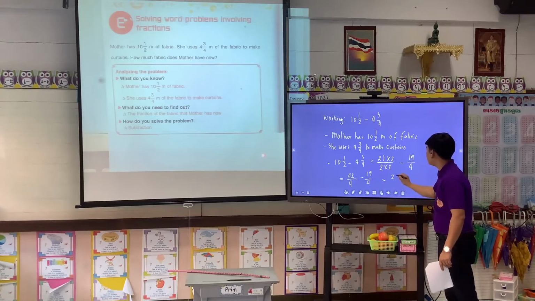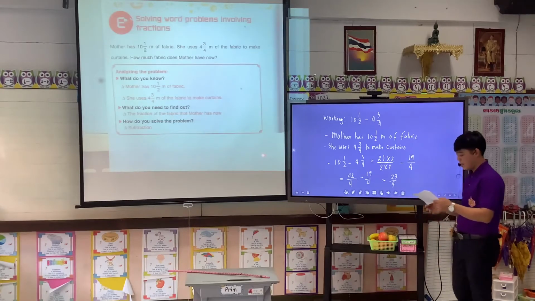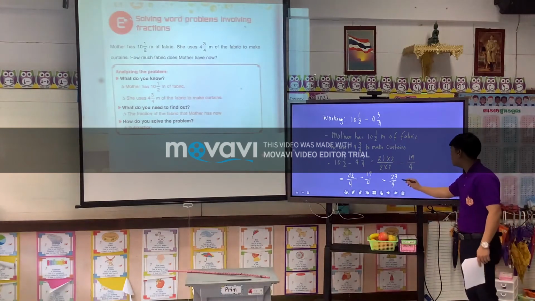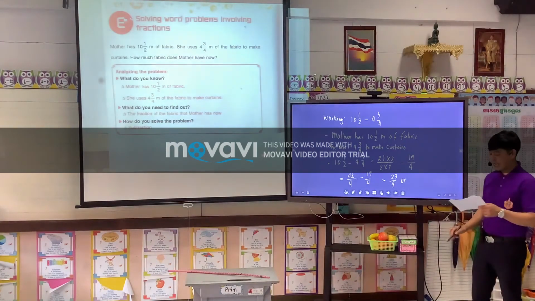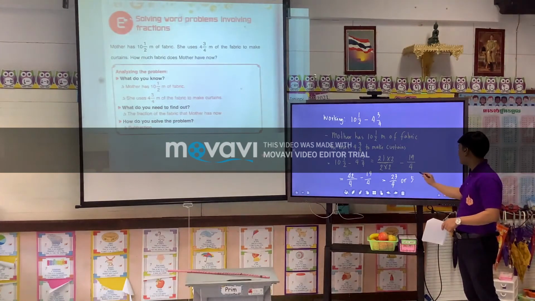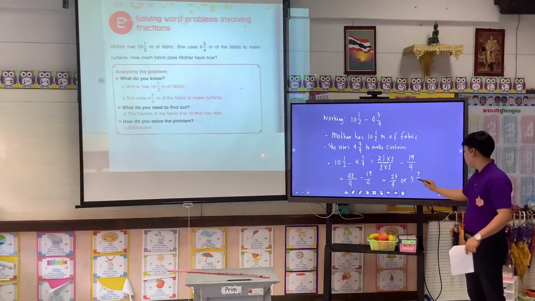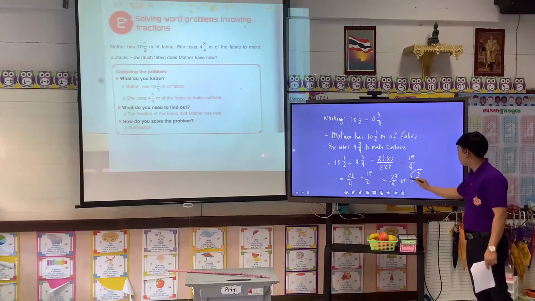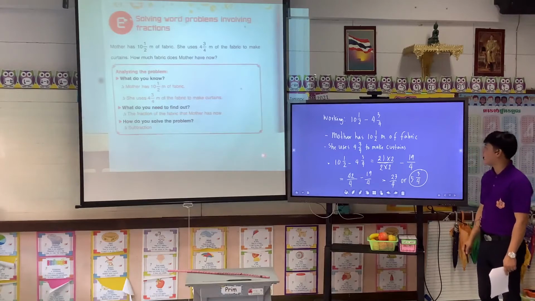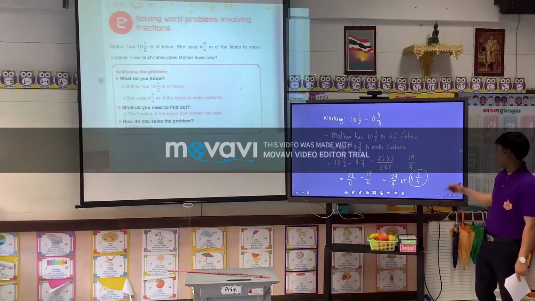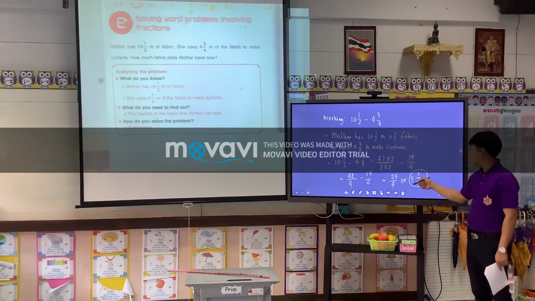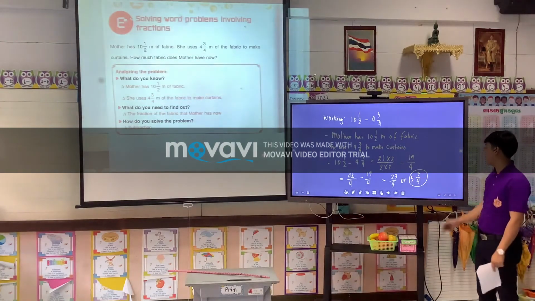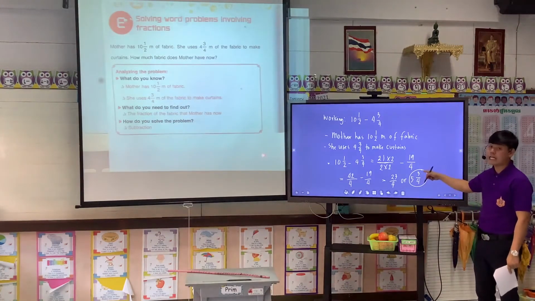Equals 23 over 4. Because this is an improper fraction, we need to convert it. I can say 5 and 3 over 4. So the answer is 5 and 3/4. The mother has 5 and 3/4 meters of fabric now. The answer is 5 and 3/4.